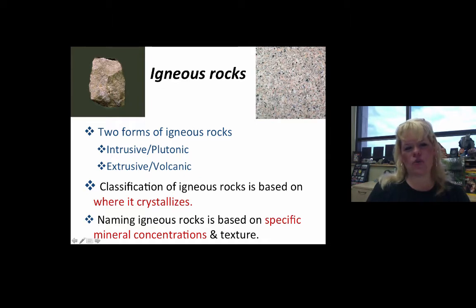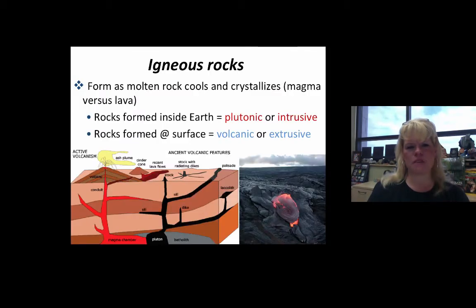If I have one that cools above the earth in a lava eruption or some type of a shallow magma body like a sill or a dike, it will look more like this rock right here. These two rocks have identically the same chemistry. The difference is where they cooled off. So the one on the left is rhyolite, the one on the right is granite. It all determines on where they form and the chemistry by which they're made as to which category of igneous rocks that we put it in.